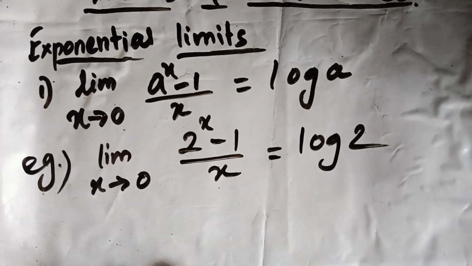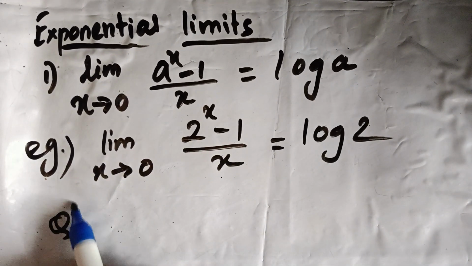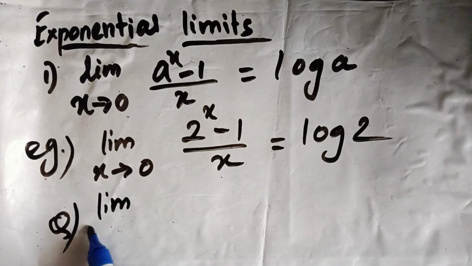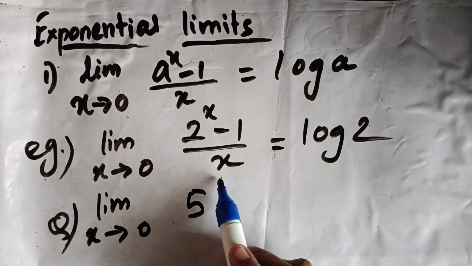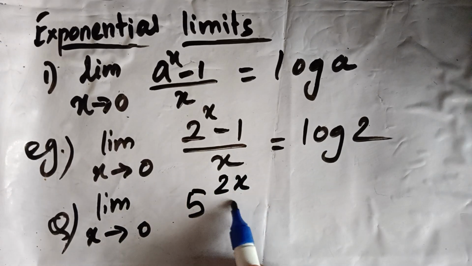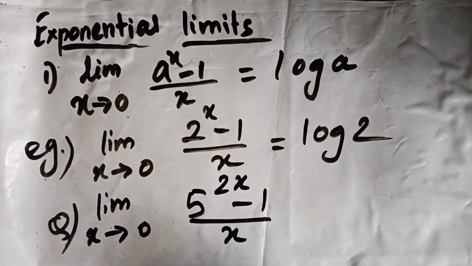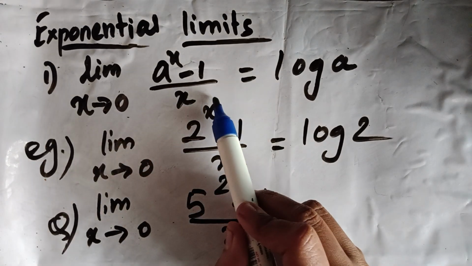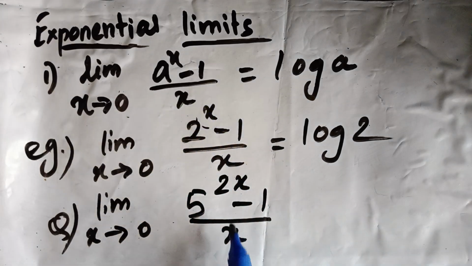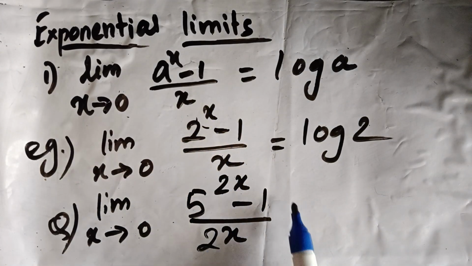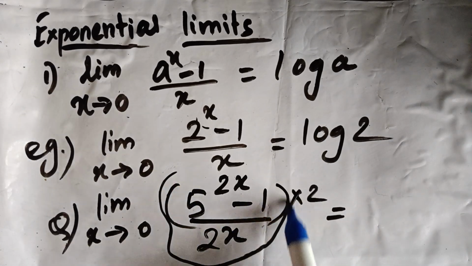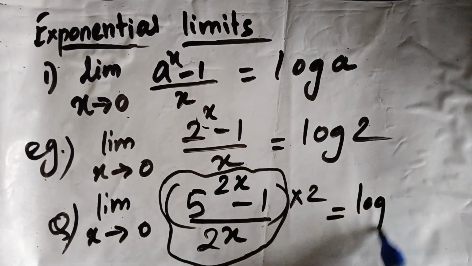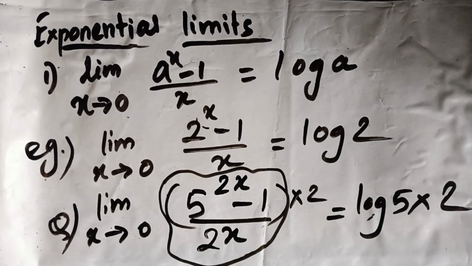Take another example. Limit of (5 raised to 2x minus 1) upon x. Now you have to make this raised-to thing equal. So we need 2 here, so I will divide and multiply by 2. So this whole thing becomes log 5 into 2, or 2 log 5.